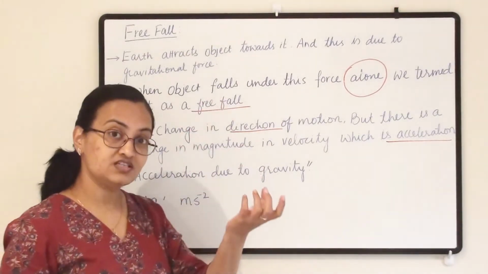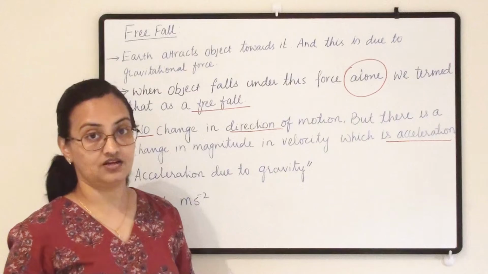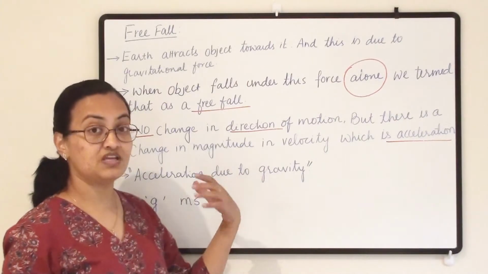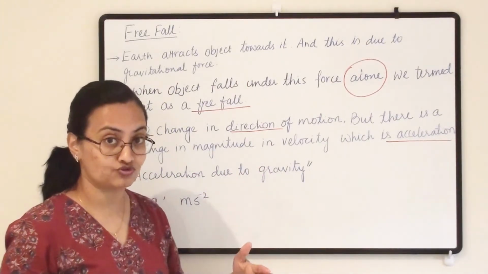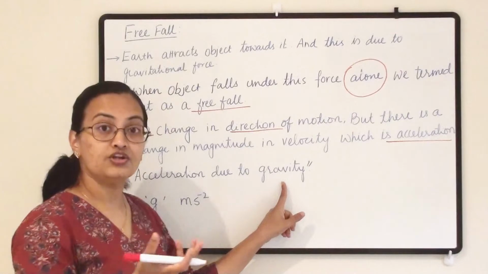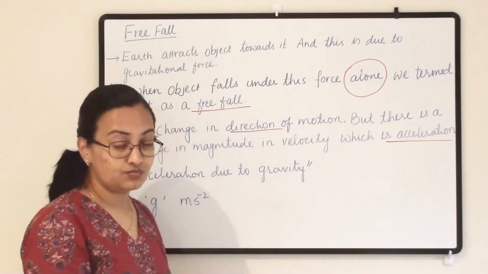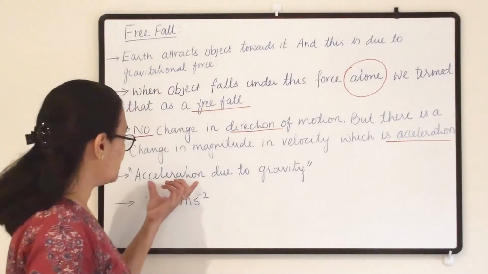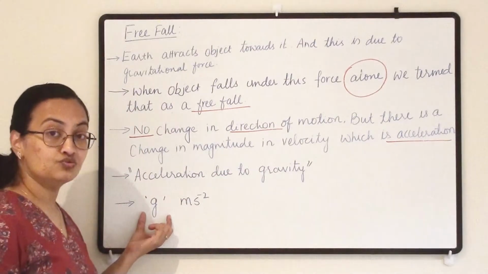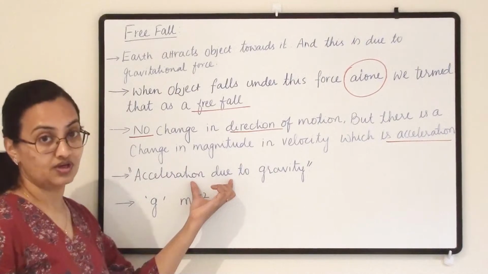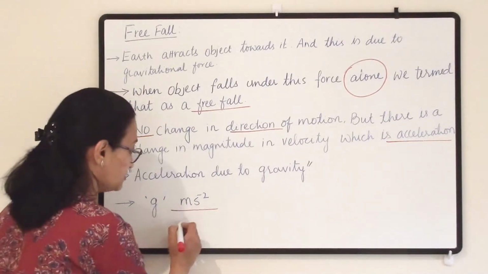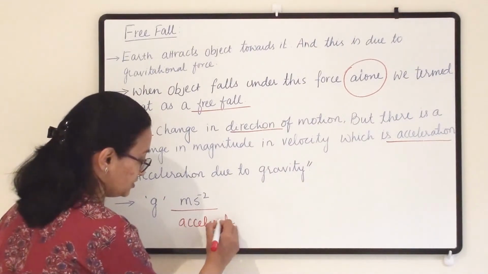So when the object is falling due to gravity, it will gain acceleration. The acceleration attained by an object due to the gravitational force of the earth is known as acceleration due to gravity. Because there is no external force, only the earth's gravitational force pulls it and it is accelerated. That's why it is termed acceleration due to gravity. The constant G is used for this, and the unit for G is meter per second square, the same as the acceleration unit.